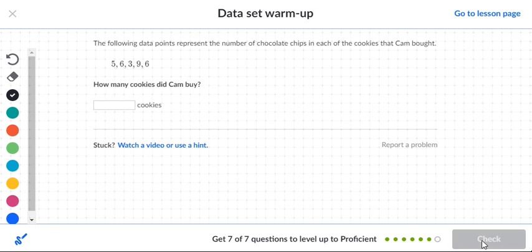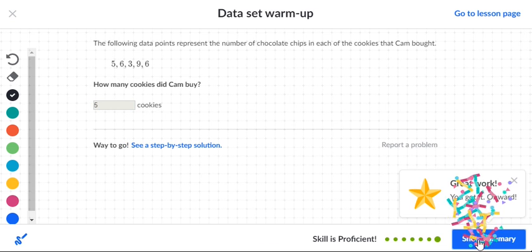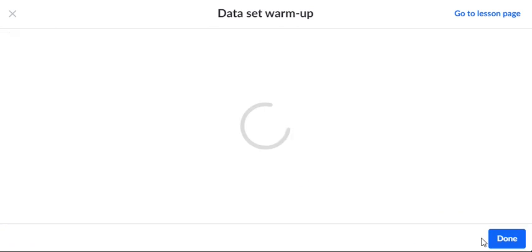The following data represents the number of chocolate chips in each of the cookies that Cam bought. How many cookies did Cam buy? Well, we see that this one cookie had 5, this one had 6, this one had 3, this one had 9, this one had 6. So we have 1, 2, 3, 4, 5. So we have 5 different readings of the chocolate chips, so we can go ahead and assume that there are 5 cookies there. So let's check it, and it's correct.